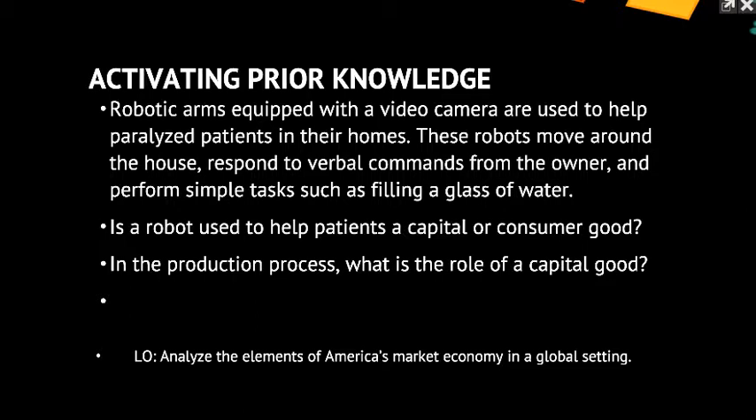Robotic arms equipped with a video camera are used to help paralyzed patients in their homes. These robots move around the house, respond to verbal commands from the owner, and perform simple tasks such as filling a glass of water. Is a robot used to help patients a capital or a consumer good? In the production process, what is the role of a capital good?